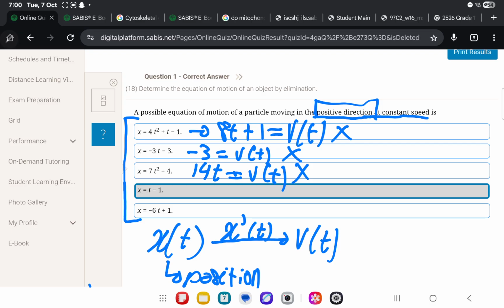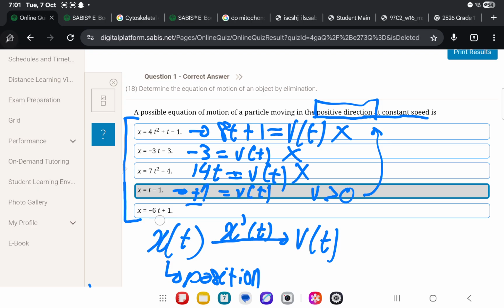Now, x equals t minus 1. This will differentiate to 1, because it's t to the power of 1. Differentiate, it's going to be 1 times t to the 0, so it's going to be 1. 1 is a constant. This is correct. Done. That's it. Because as you can see, it's a constant. And not only that, it's a positive constant. So v of t is greater than 0. So v is bigger than 0, making it moving in the positive direction.